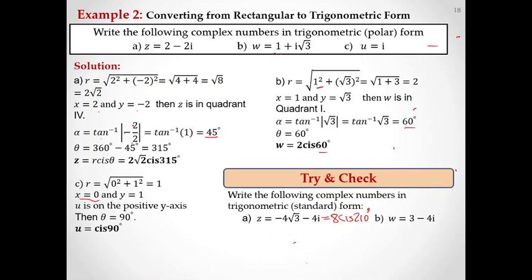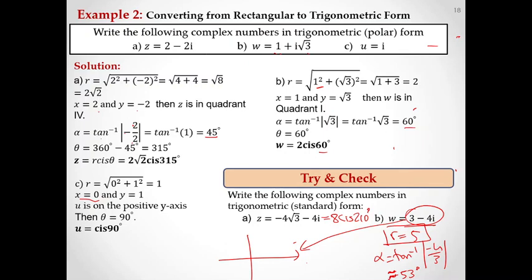Okay, here you might need to use a calculator for it. R is equal to 5. I mean, no calculator needed for this, but I'm saying for this one. So this has to be, if you do it, almost 53 degrees. So then this one is in quadrant where? It's here, Q4.